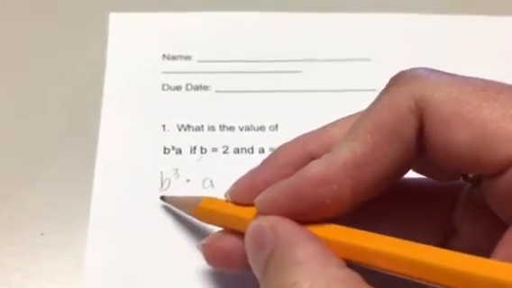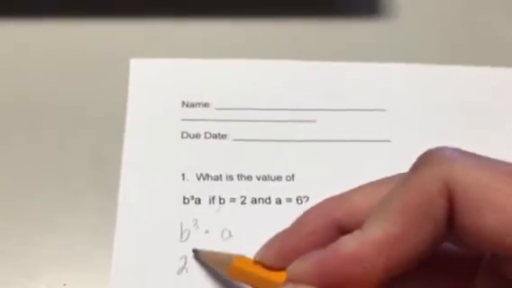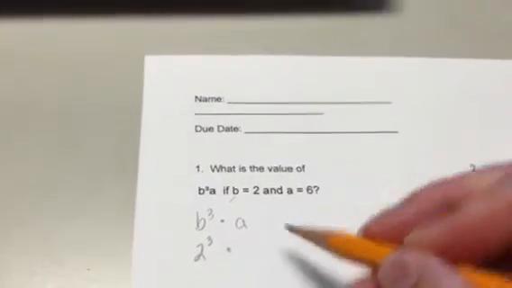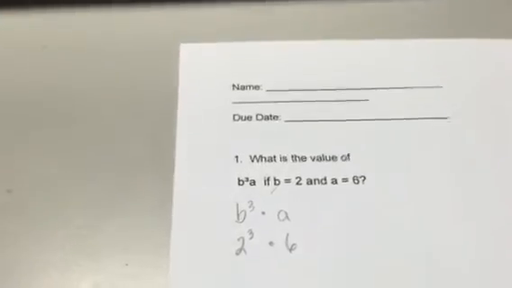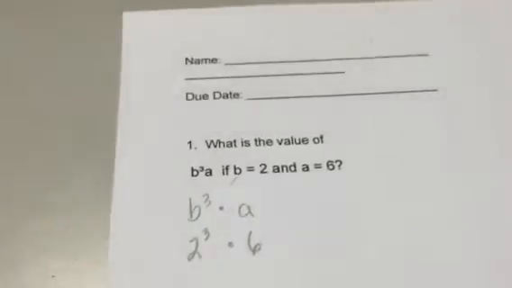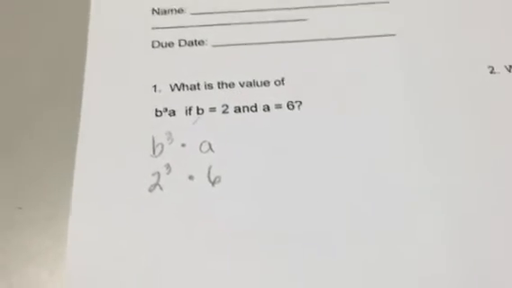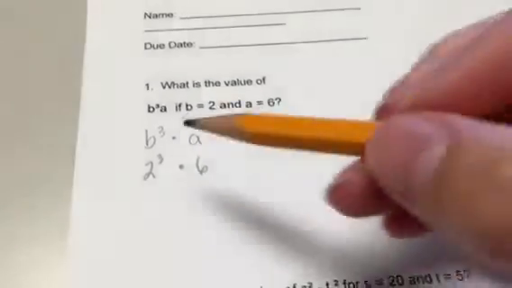So they said b is 2, so I'm going to write down 2 to the third times my a is equal to 6. Okay, so now I need to think, well, 2 to the third times 6. What do I do next? Well, PEMDAS says I have to do exponents first.